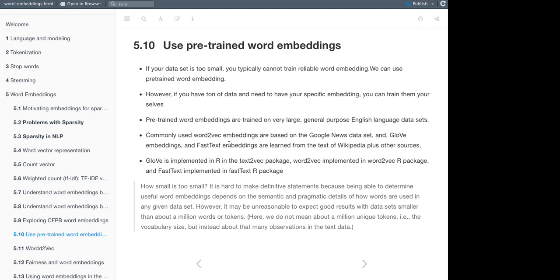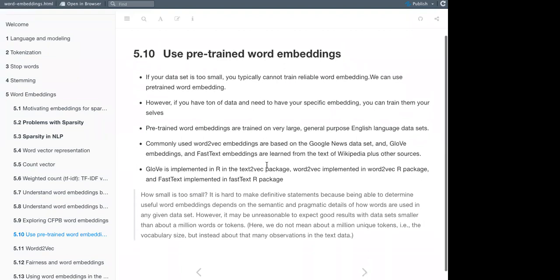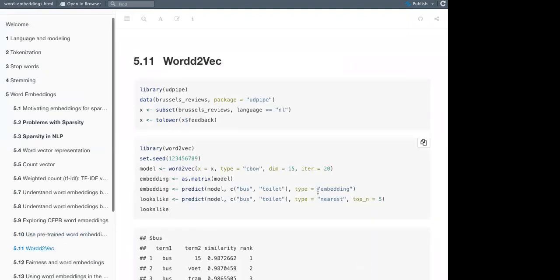These embeddings have been implemented in many places: GloVe in the text2vec package, word2vec in the word2vec R package, and fastText in the fastText R package. So these are some of the pre-trained embeddings.